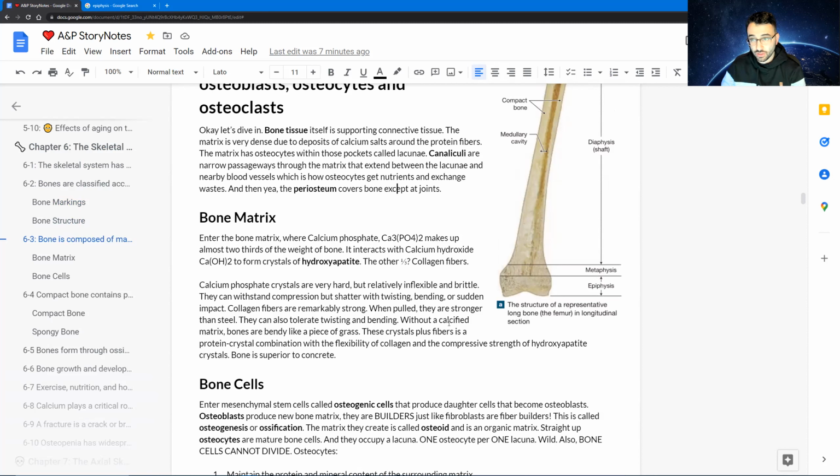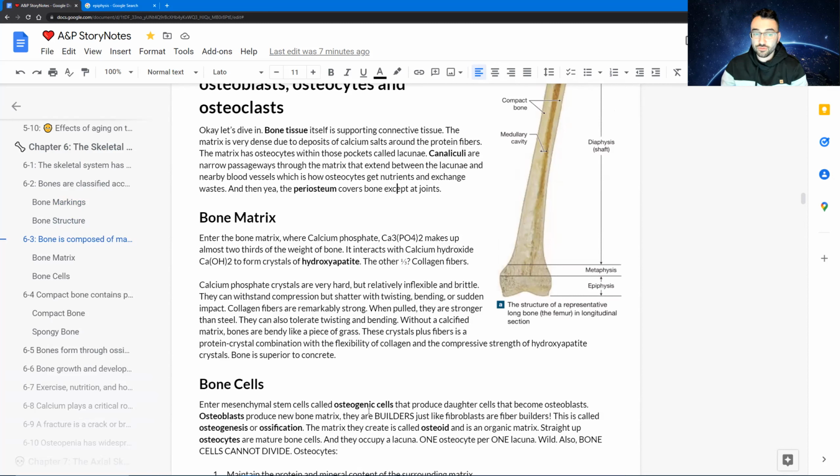Calcium phosphate crystals are very hard, but relatively inflexible and brittle. So think about how relatively easy it can be to break a bone. They can withstand compression. If this is the bone, it can stand compression if there's weight coming from here or here, but it is relatively inflexible, and shatters with twisting, bending, or sudden impact.